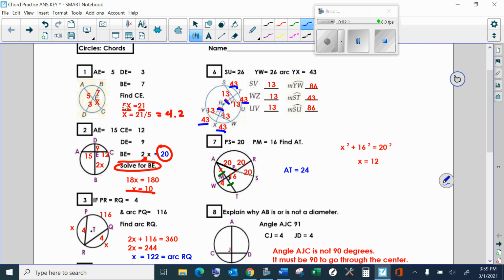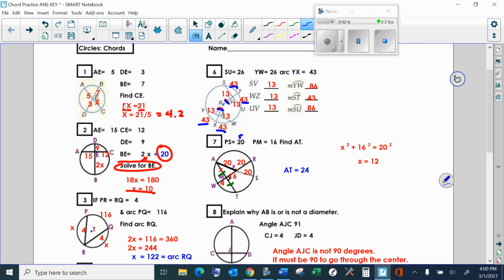All right, number 7, length of PS is 20. Remember, that's a radius. PM is 16. Well, PW would be a radius as well, so it would be 20, so that makes that a 4 right there. Okay, find AT. AT is the entire length.